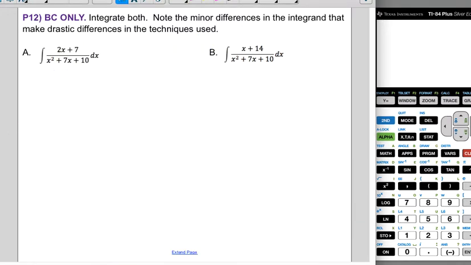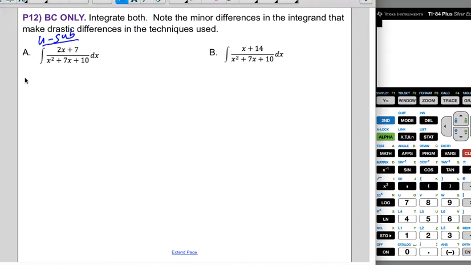All right, P12. So again, we have a denominator that factors. So x squared plus 7x plus 10 is definitely going to factor. It's going to be an x plus 2 and an x plus 5. So realistically, one of these is probably partial fractions, and one of them is probably u sub. So I'm pretty sure that this one's u sub.